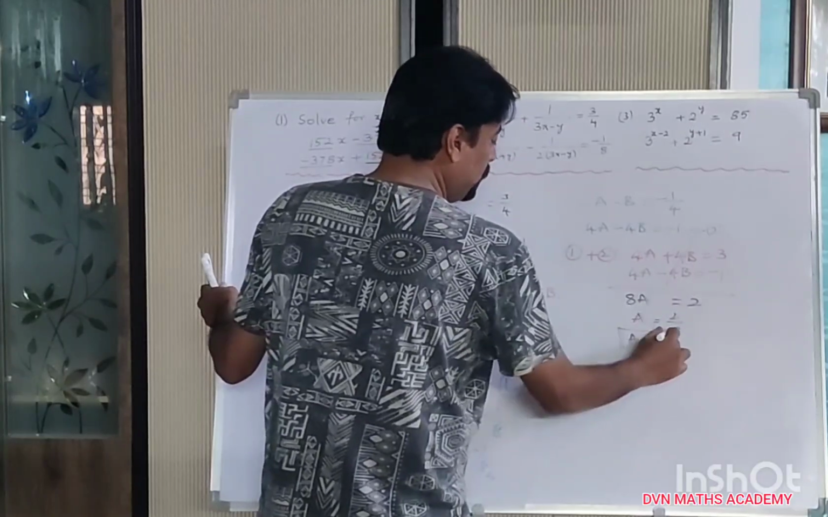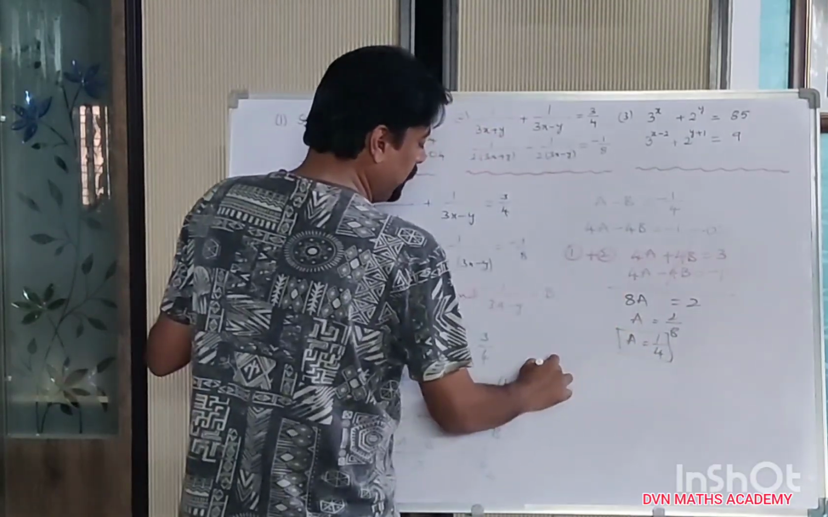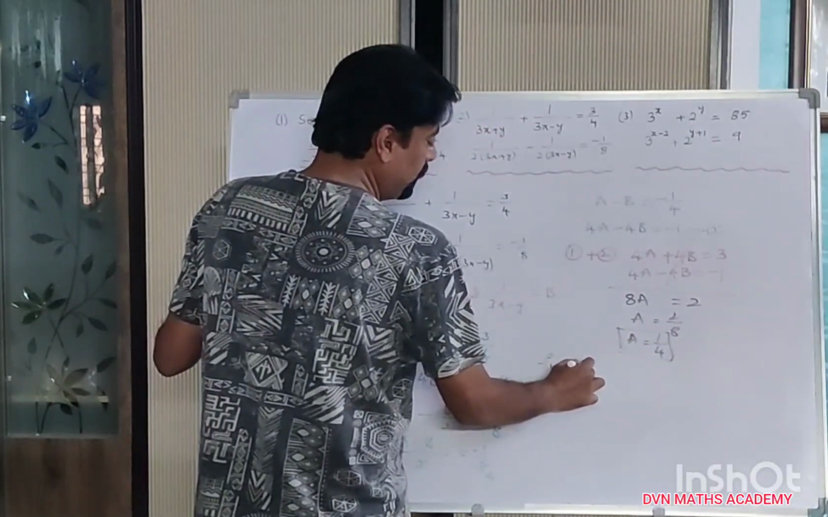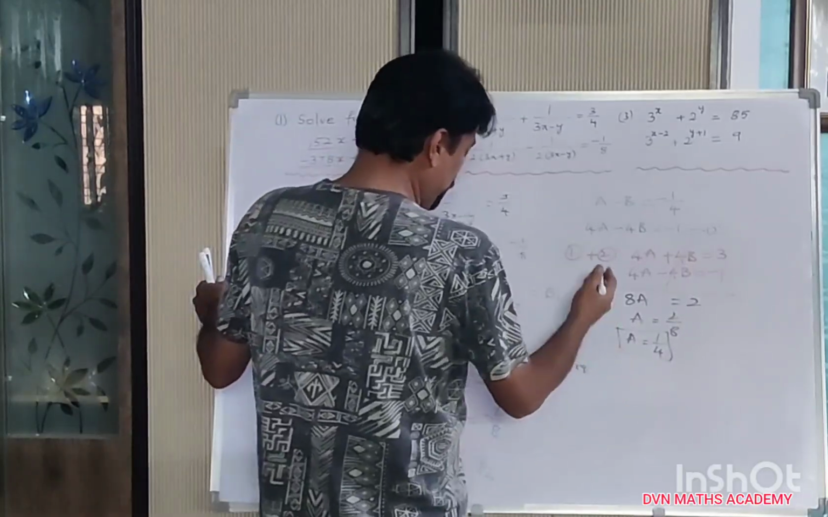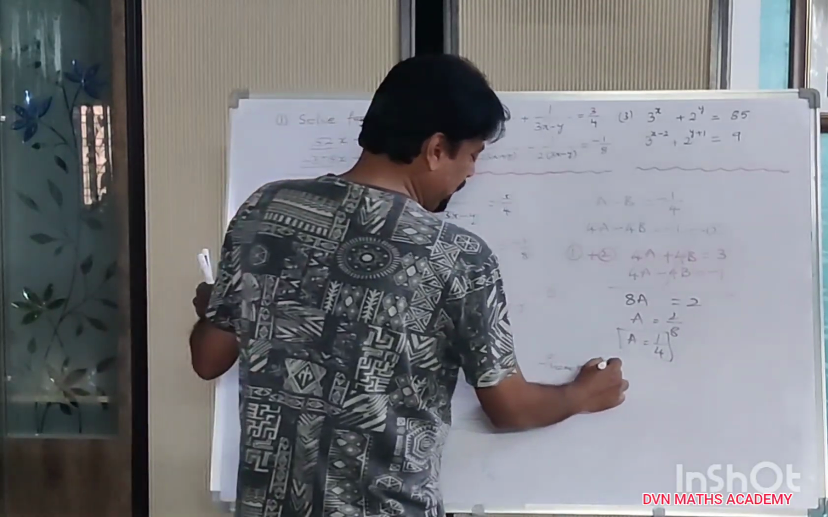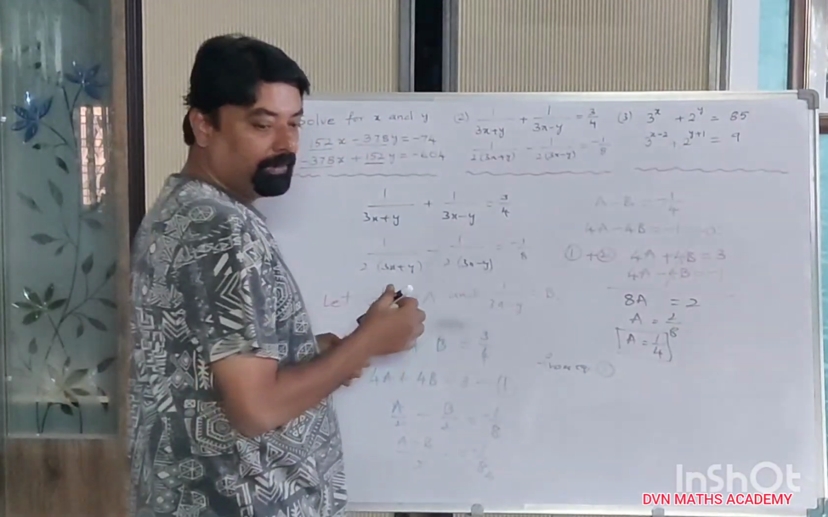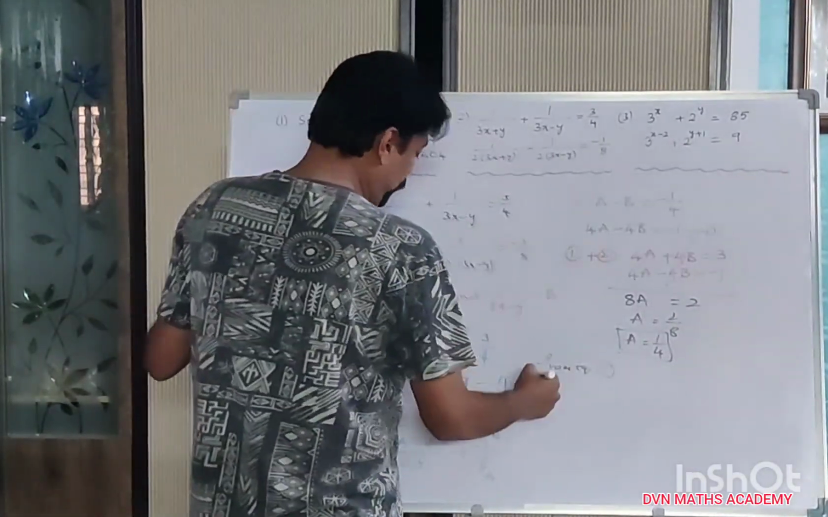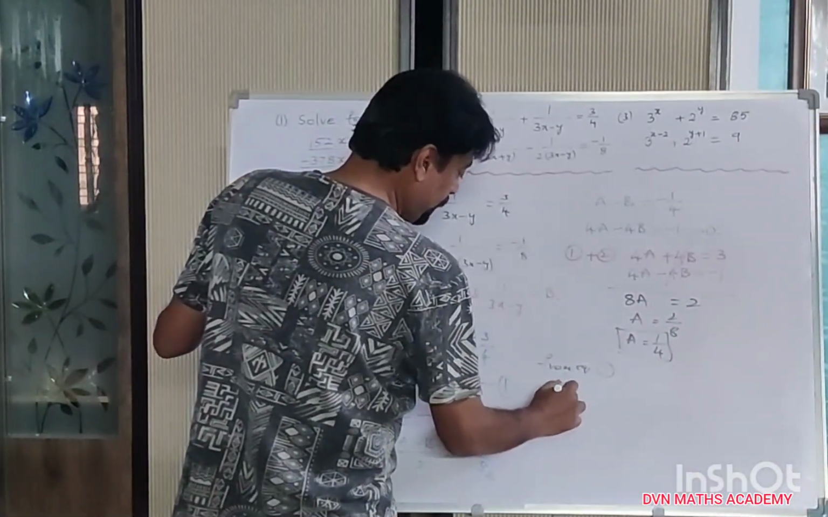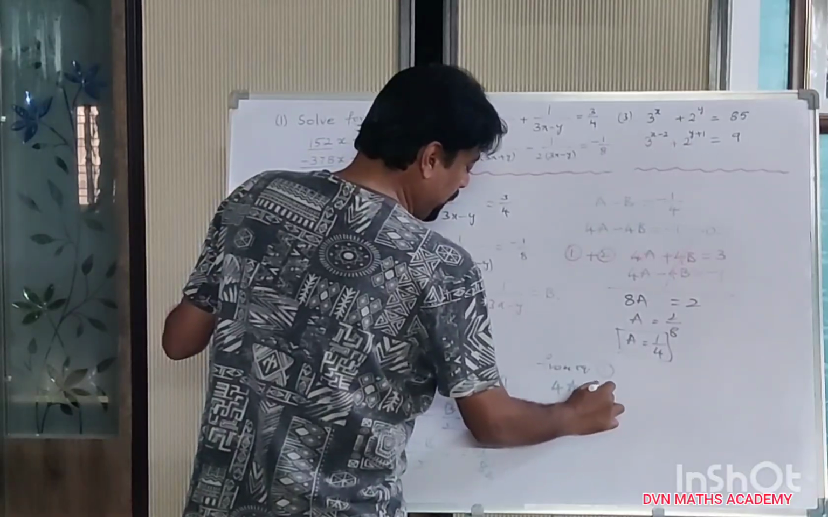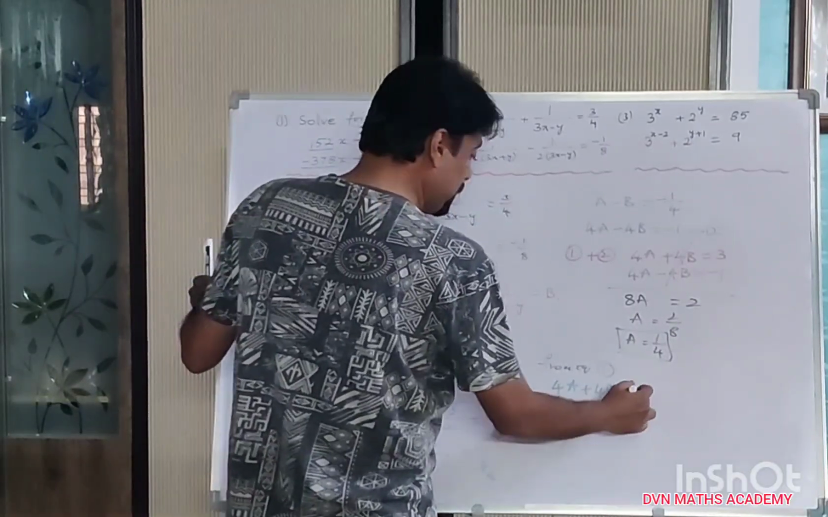So I got the a value. Now from equation 1 or 2, you can take either one. Shall I take equation 1? From equation 1, 4a plus 4b is equal to 3.